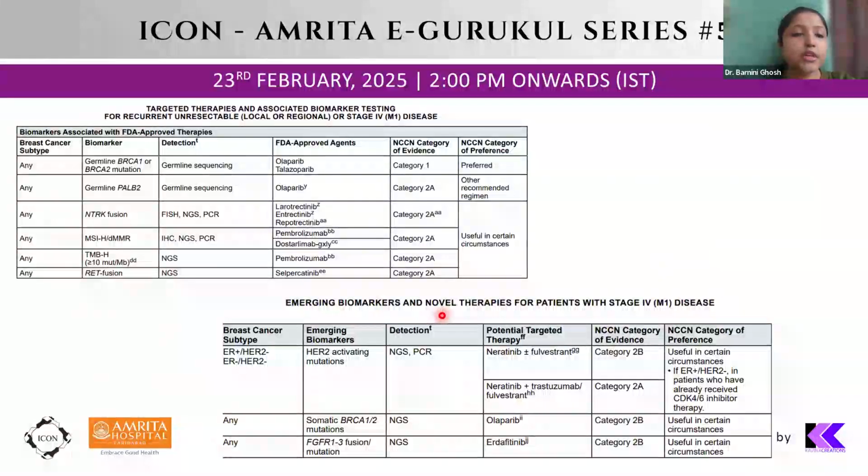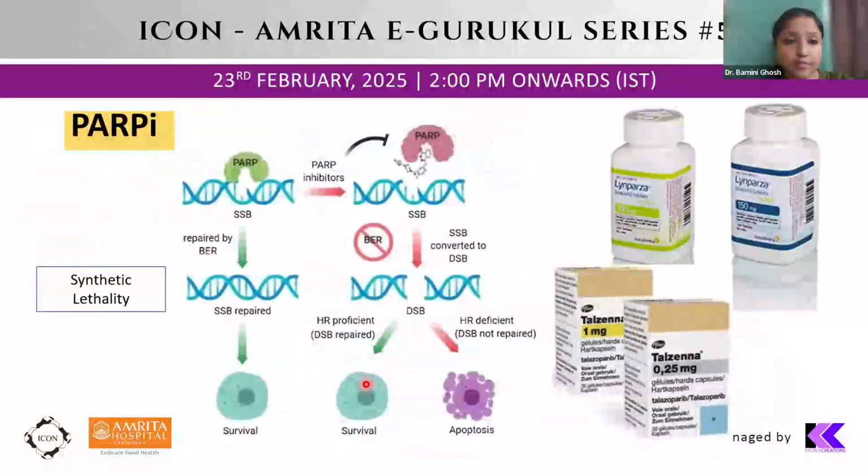So this is the slide on the biomarker-directed therapy. If there is a germline BRCA mutation, we may use olaparib or talazoparib. If there is somatic BRCA mutation, we may use olaparib. For germline PALB2 mutations, olaparib may be used. For NTRK fusions, larotrectinib, entrectinib, repotrectinib. For MSI high or deficient MMR, pembrolizumab or dostarlimab may be used. For tumors with high tumor mutational burden, pembrolizumab may be used. For RET fusion, selpercatinib, and for FGFR1 to 3 fusions or mutations, we may use erdafitinib.